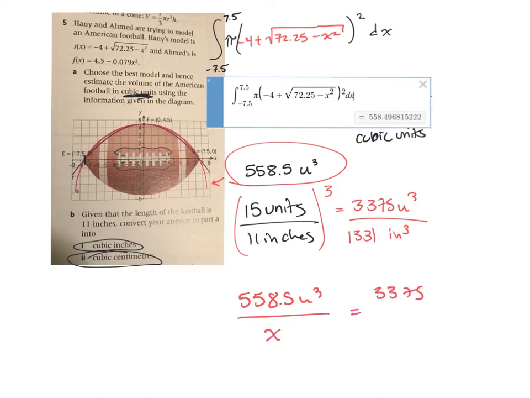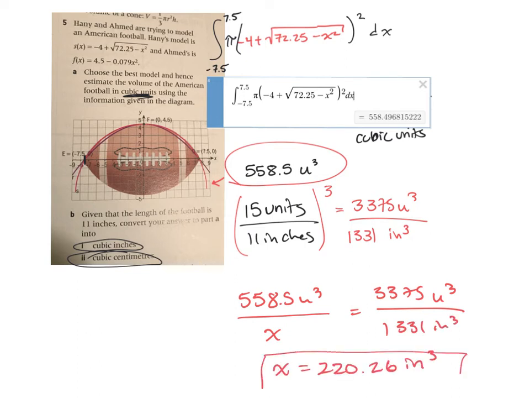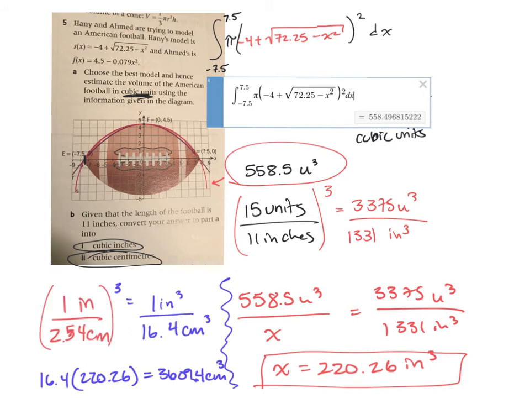Set these equal, oy vey, and solve. You get about 220 inches cubed. We could use a similar conversion of inches to centimeters, 1 inch per 2.54 centimeters. I just looked that up.